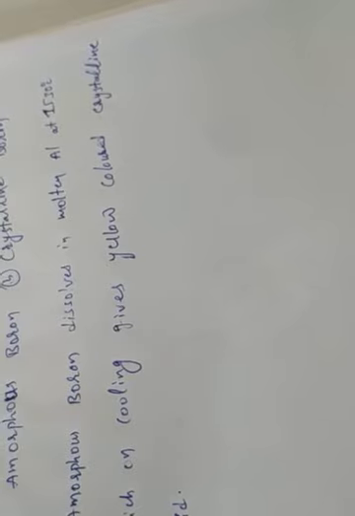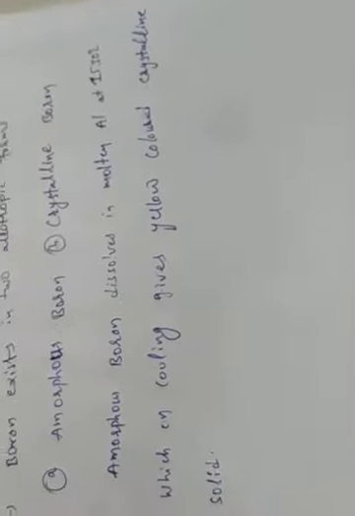Okay, aluminium is eliminated. How will it be eliminated? By dissolving in hydrochloric acid. First, amorphous boron dissolves in molten aluminium at 1530 degrees Celsius. After cooling, it gives the yellow colored crystalline solid, and aluminium is also there. Then how can aluminium be eliminated? Aluminium is eliminated by dissolving in hydrochloric acid, HCl. This results in very hard crystalline boron. Then we can get only boron.